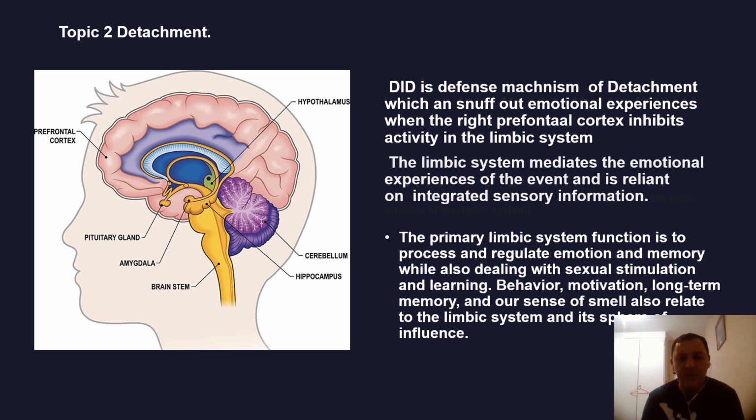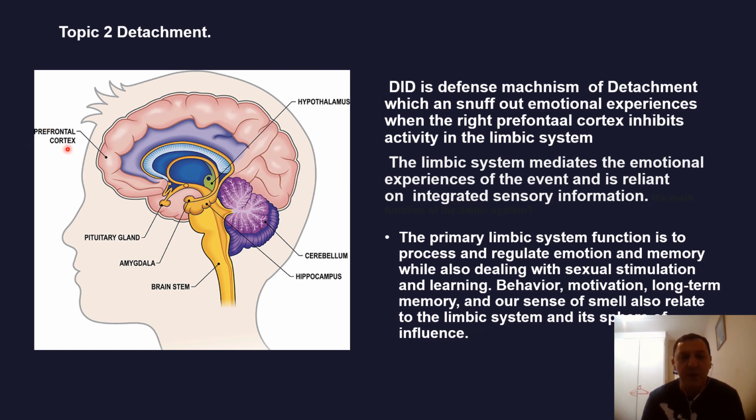Okay, topic 2 is regarding detachment, and this is related to the brain. The limbic system. So this is the limbic system. DID is described as a defense mechanism of detachment, which can snuff out emotional experiences when the right prefrontal cortex inhibits the activity in the limbic system. And this is the prefrontal cortex.